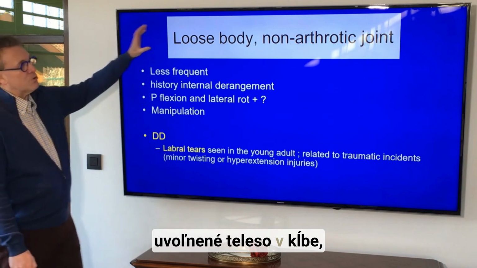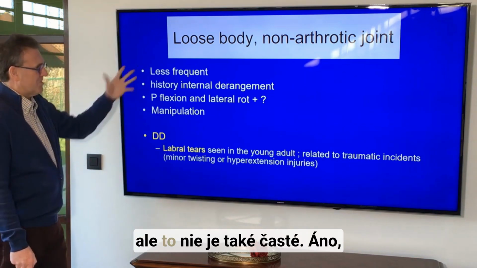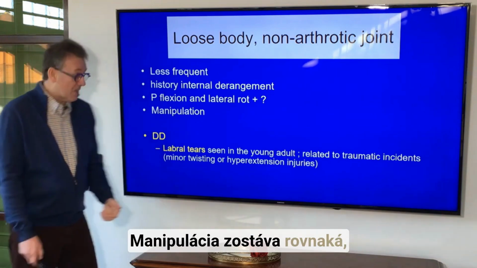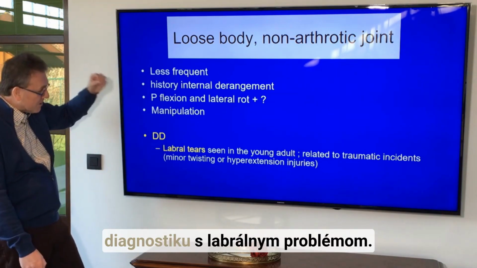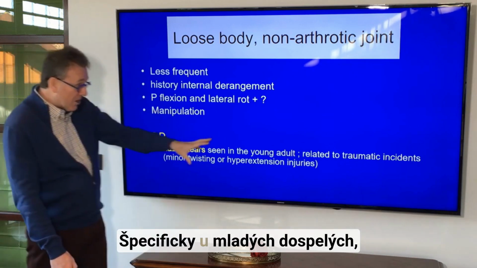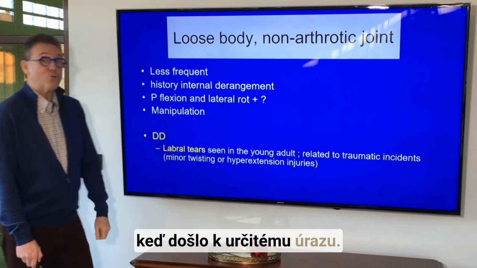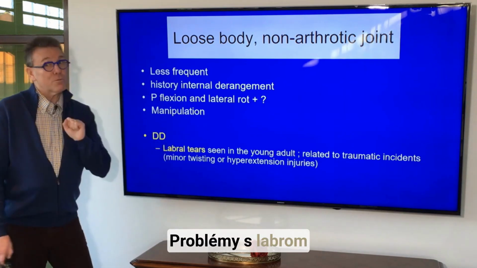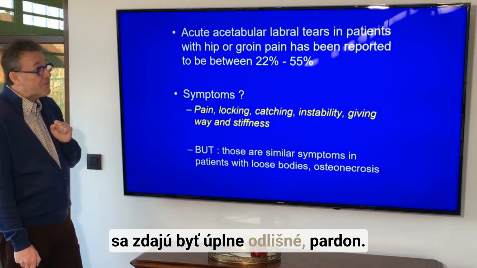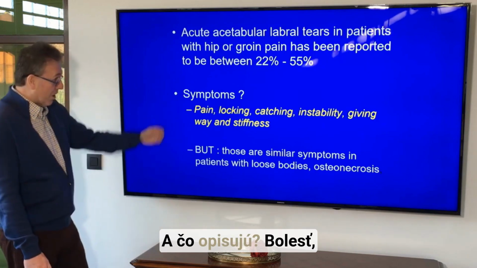There could also be a loose body in a non-arthrotic joint, but this is not so frequent. Okay, the manipulation stays the same, but we have to make a differential diagnosis with a labrum problem, specifically in young adults when there was a certain trauma. And labrum problems in the hip seem to be quite frequent. And what do they describe?